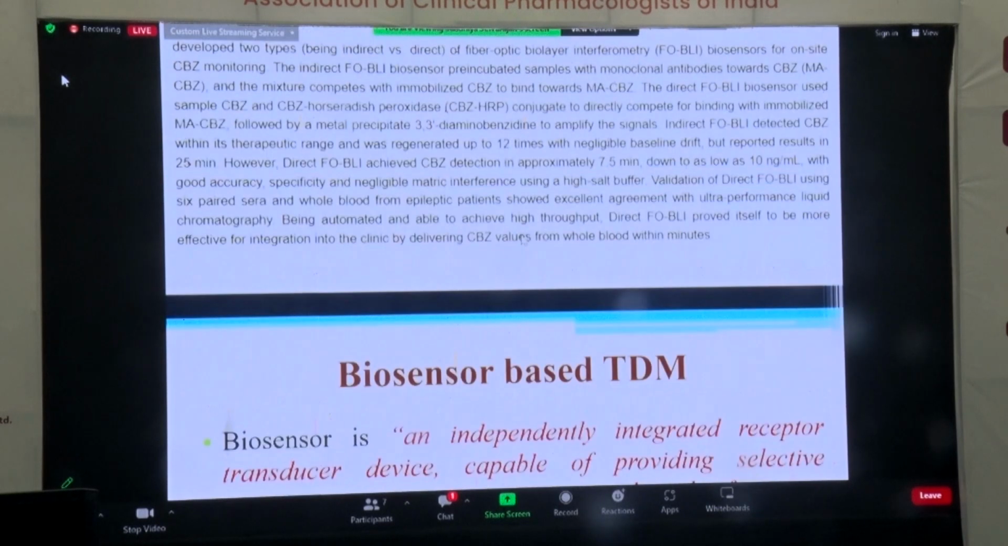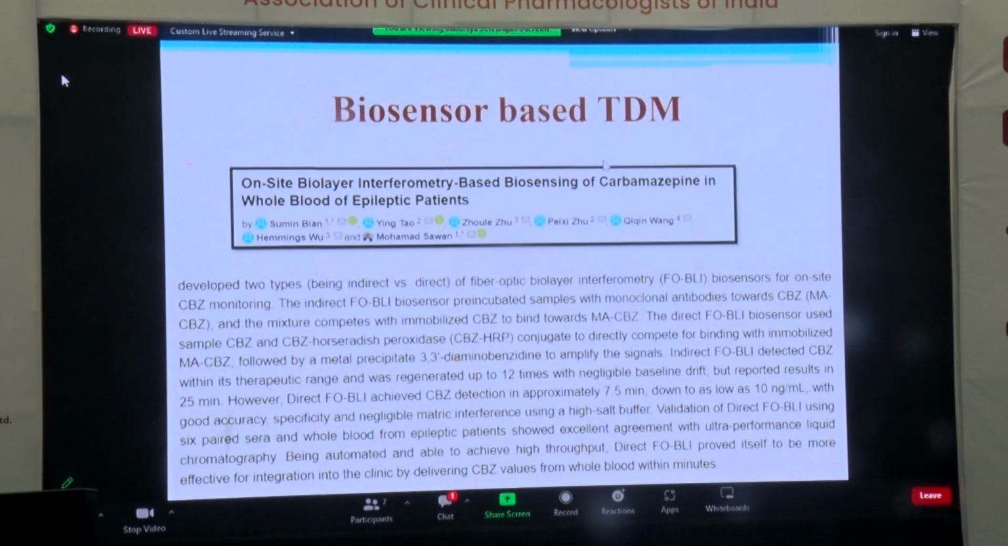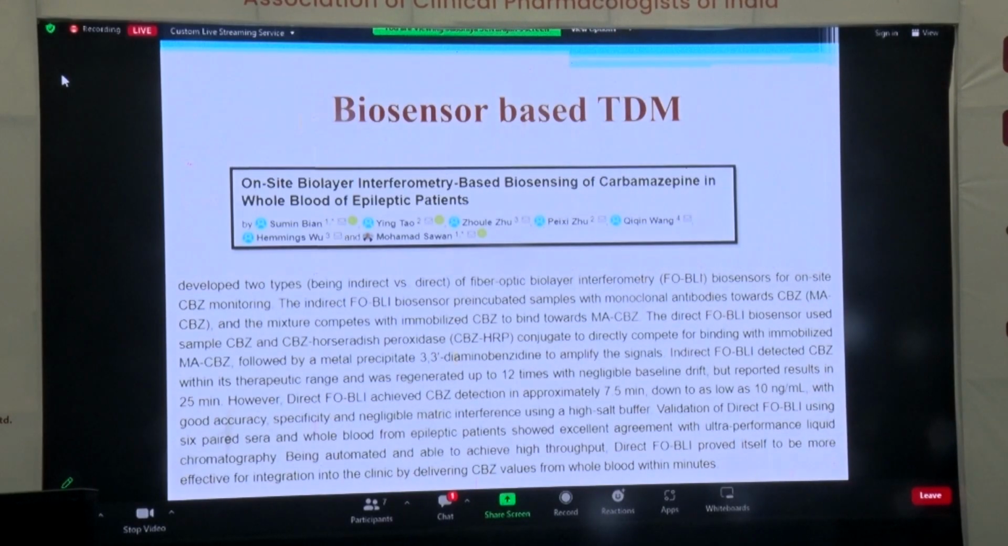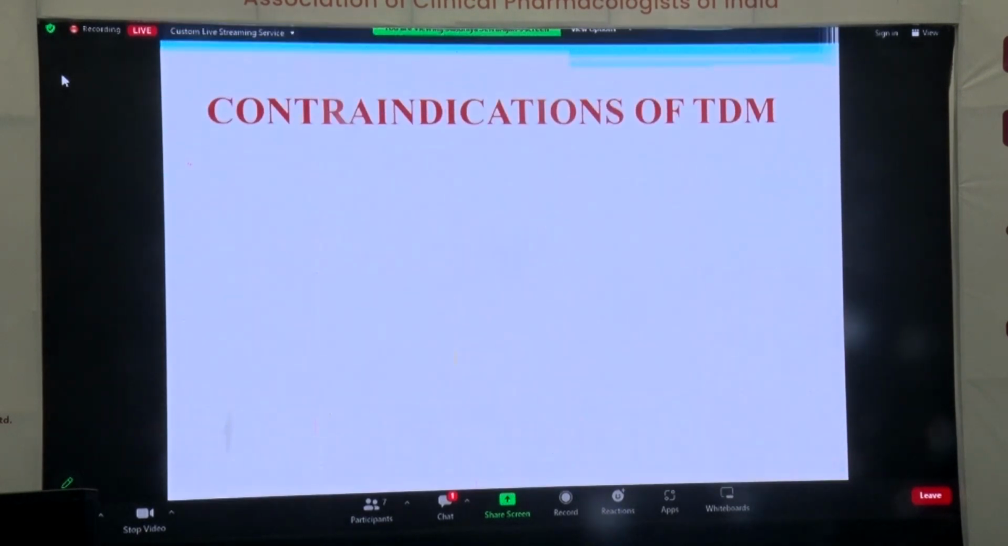However, again, this biosensor is yet in the development stage. A few studies say that biosensors prove themselves to be more effective in the integration of TDM in the clinic because they give values within a few minutes. So in the coming days, we may be seeing lots of advances in the technology to collect blood samples as well as to process the blood samples and to get the results.